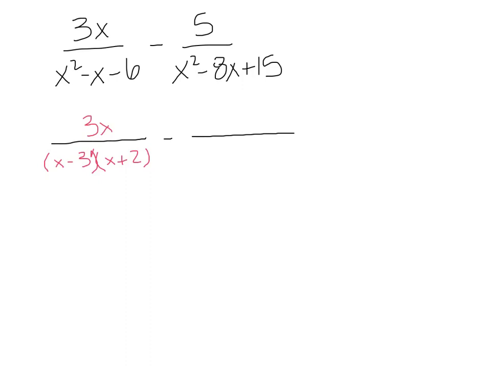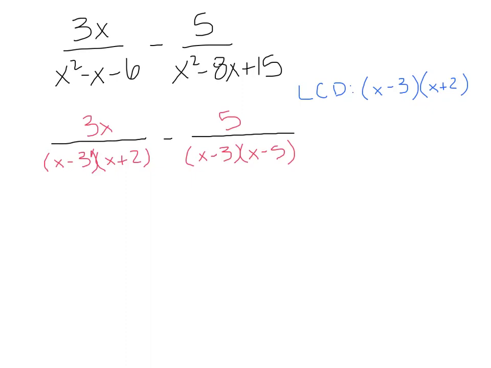In the second fraction, again, I can leave the numerator in this case. Then I'm going to factor the denominator. So I'm going to have x minus 3 times x minus 5. So we need our least common denominator. The least common denominator, remember, needs to include all the denominators. If I look at the first one, I know I need x minus 3. And I'm going to need x plus 2.